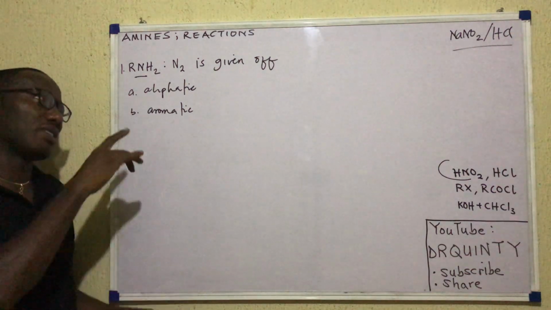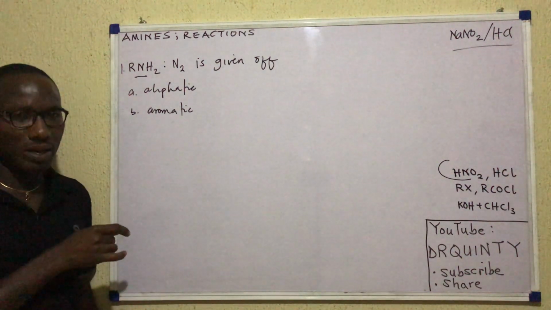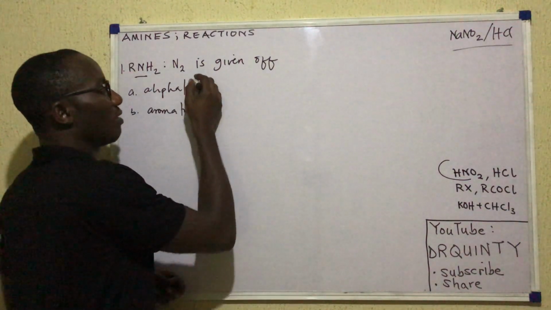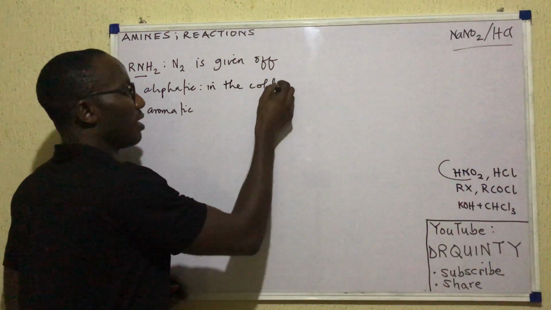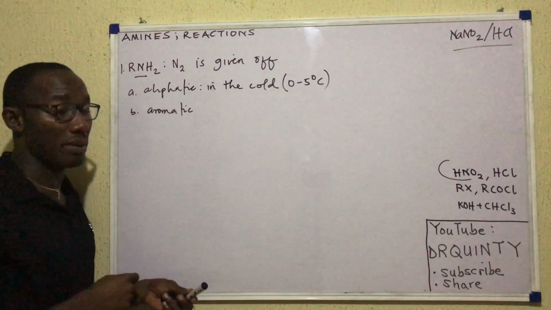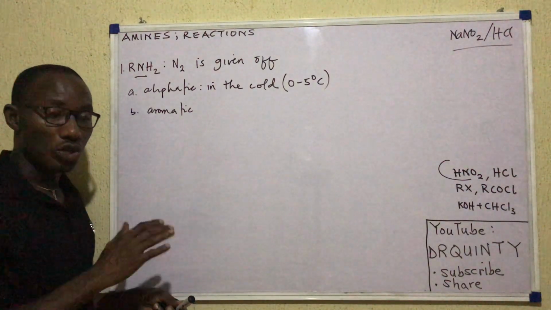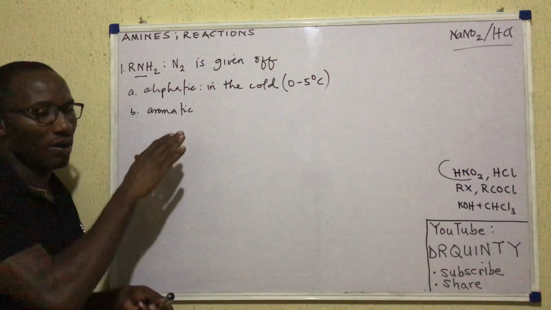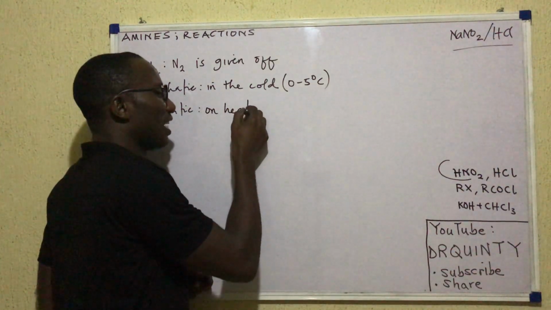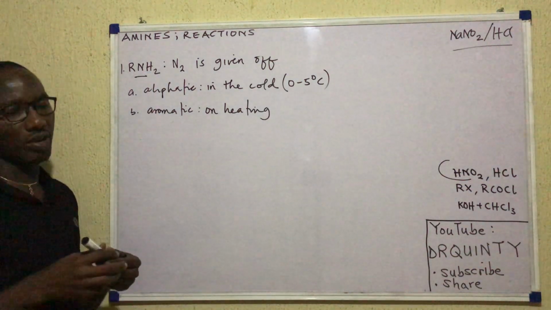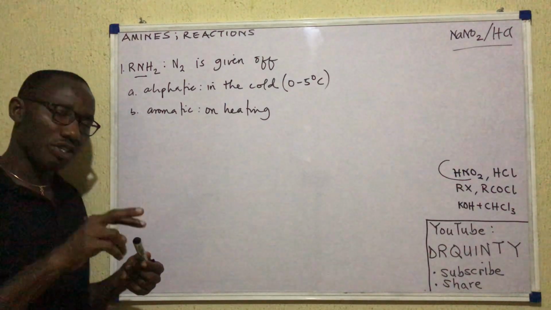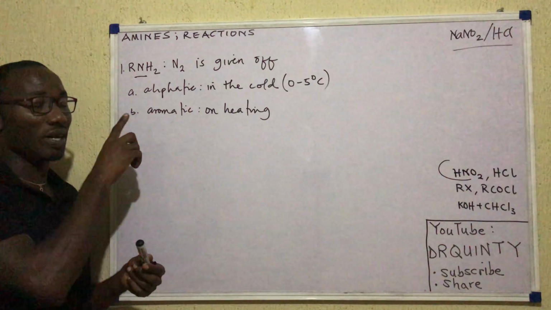Now, what kind of primary amines give off nitrogen? Is it the aliphatic ones or the aromatic ones? The answer is both. However, for the aliphatic primary amines, they give off nitrogen in the cold. In the cold here means at temperatures between 0 and 5 degrees Celsius, and that means if you have a primary aliphatic amine and it were to react with HNO2, you would not need to heat. Right in the cold, you have your nitrogen gas given off. But for primary aromatic amines, they will give off their nitrogen on heating. So that's the difference. First, the similarity: primary amines, whether aliphatic or aromatic, will give off nitrogen. But the difference is that aliphatic ones give off the nitrogen in the cold, whereas the aromatic ones give off the nitrogen on heating.